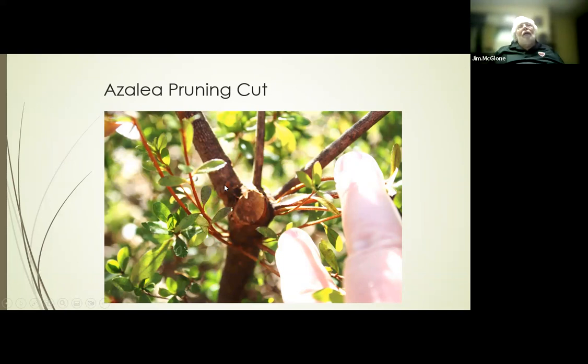It turns out it didn't make any difference because a year after I did the pruning, she said, we're going to get rid of it. So it's not there anymore.